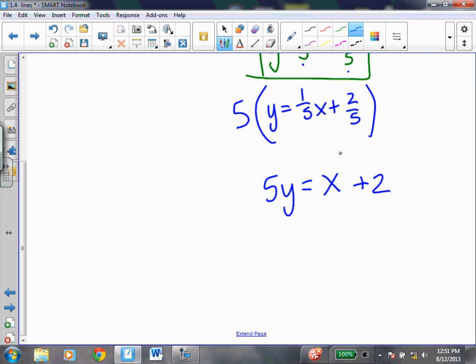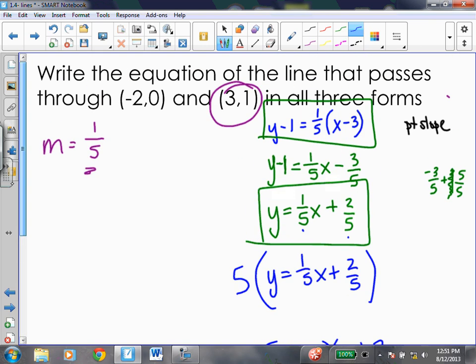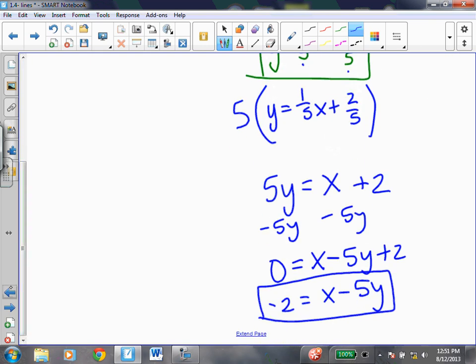Also, in standard form, x's and y's are on the same side. And we want the x to be positive. So I'm actually going to subtract the 5y over, and then move the 2 over to the other side by subtracting. And there you have it. You have the same line in 3 different forms.